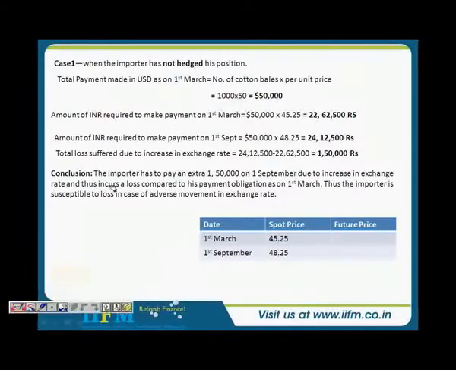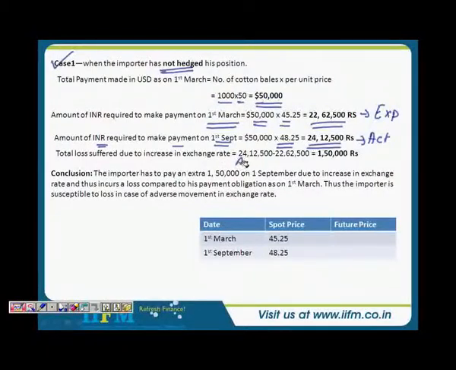Case 1, which we finished quickly earlier, in more detail: when he has not hedged, 1,000 into 50 is $50,000, his contract value. The amount of INR required to make payment on 1st March is 50,000 into 45.25, because that was the contract rate, which is 22,62,500 rupees. This is what he was expecting to pay on 1st September, but eventually he will have to pay 24,12,500, because the dollar has appreciated. The difference between the actual and the expectation is 1,50,000 rupees, as in the previous example. So when he has not hedged his position, he is susceptible to the exchange rate movement, which has moved against his real position in the market.